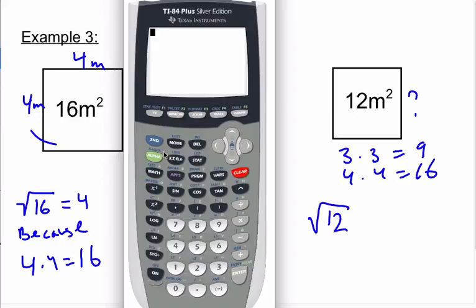So many calculators are different. On this calculator, the square root symbol is right here. Just look for that square root symbol. I'm going to go second square root 12. So it'll give me this number. Now you notice it's not a pretty decimal.